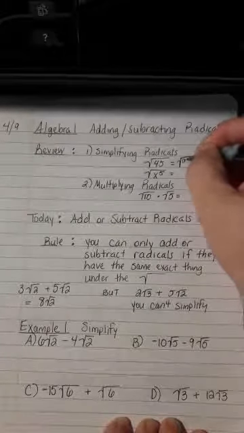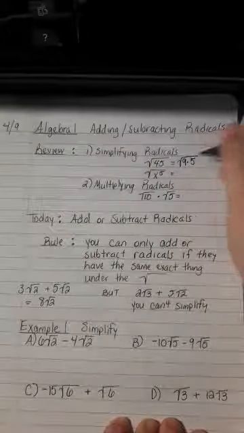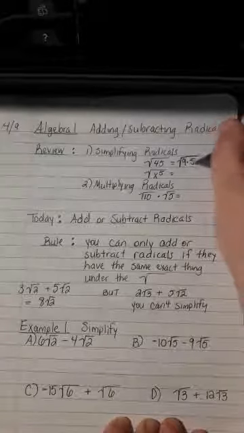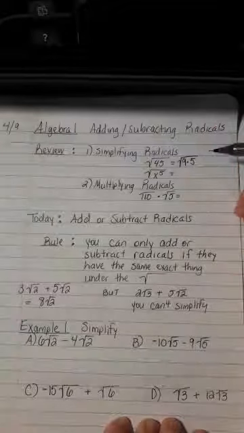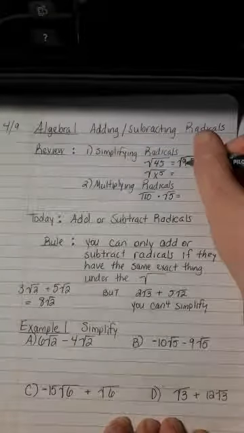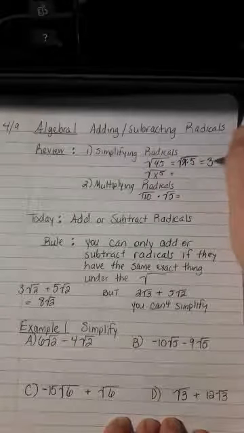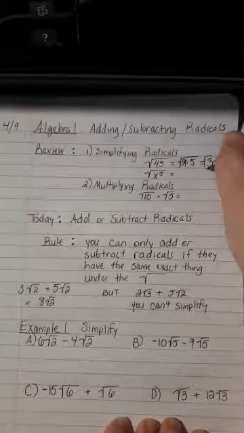9 times 5. Y'all know why I chose those factors? Because there's other factors of 45. But I chose these two because 9 is a perfect square. One of the factors has to be a perfect square. So then you take the square root of 9, and that comes outside the square root as 3. And then you're left with your 5 on the inside. So we did that in lesson 1.